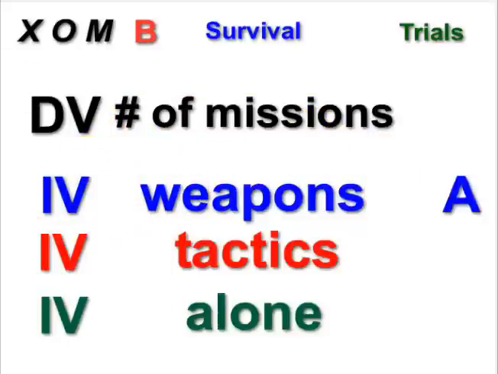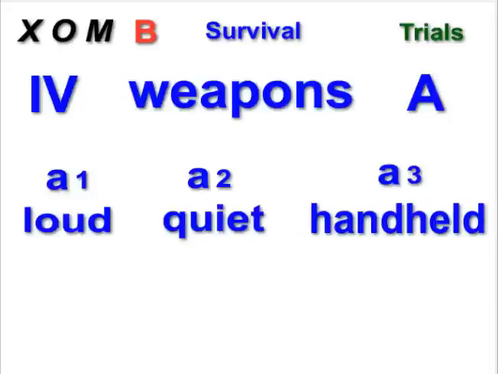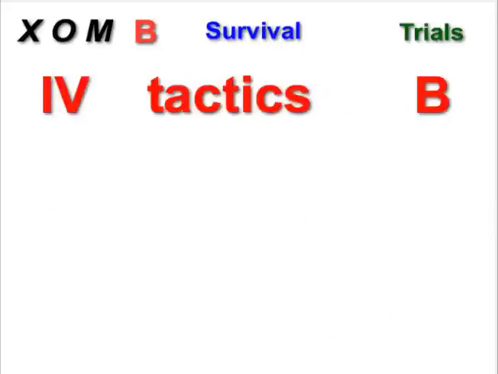We're going to call the weapons category A, tactics B, whether they were alone or not, C. So those are our three categorical variables, or nominal variables. If you recall, weapons, there were three sublevels, or three levels, right? Loud weapons, quiet weapons, and handheld weapons. So there's three levels of IVA.